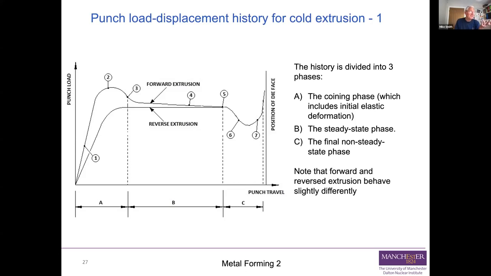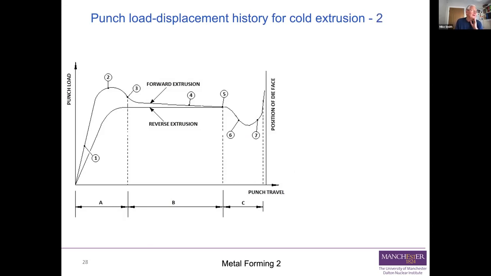Now, forward and reversed extrusion are slightly different. You can see that the forward extrusion one is slightly higher than the reversed extrusion one in zone B, the steady state phase. That's because there's more friction in forward extrusion, so you need higher loads, and that's because the billet's moving. And also, the deformation you need to do to get things going is different in forward extrusion, which is why the coining phase is different.